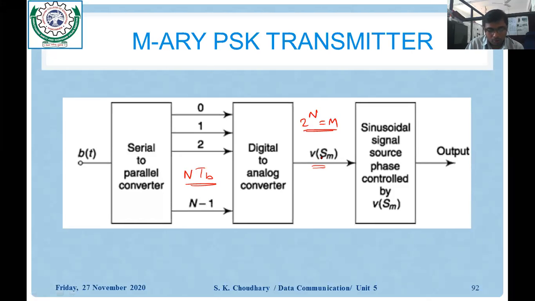The digital to analog output is a voltage signal, that is VSM as mentioned here, which depends upon the value of the symbols. VM, where M is equal to 0, 1, 2 up to M minus 1. So it could be any voltage signal for any one of the M symbols. Okay. Finally, this symbol is applied as a control input to the sinusoidal signal source, the phase controlled block.